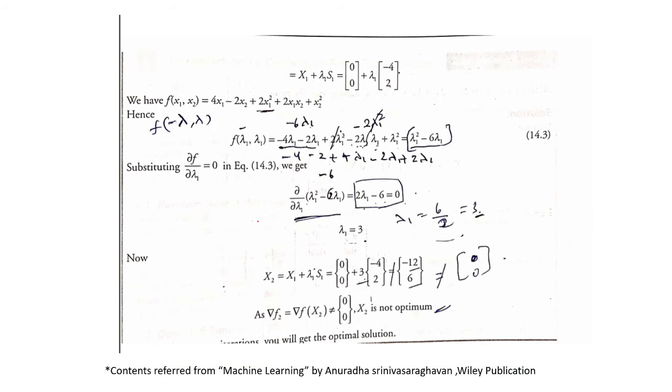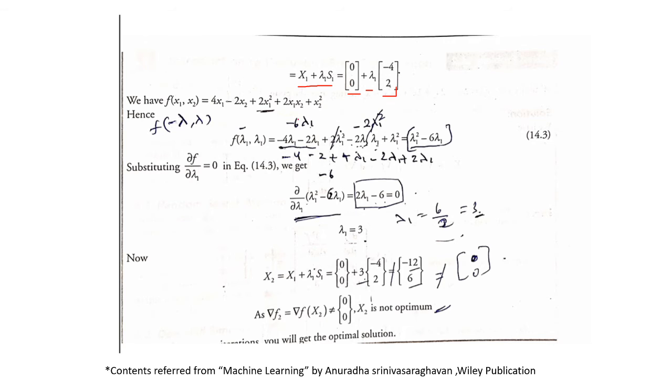So if you move into this step, this is the function which is given: x1, which is the current position, plus lambda 1 times S1. Lambda 1 is the step length, and S1 is the direction which we calculated in step number 2. X1 is the initial coordinate given in the problem, which is 0, 0, plus lambda 1. That is what we are going to find in step 3, and this S1 value which we calculated is minus 4 and 2.